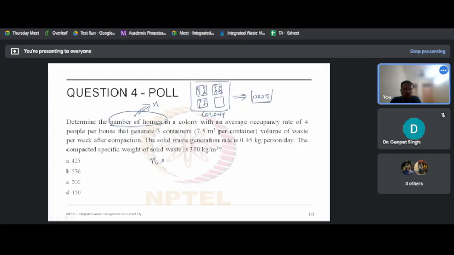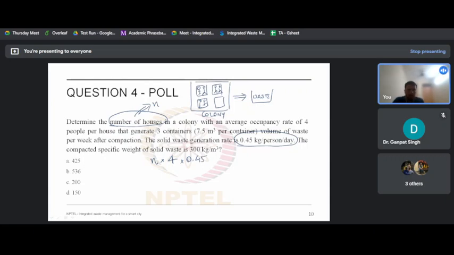Number of houses in a colony is n, with an average occupancy rate of 4 people per house. So each house has 4 people. That means 4 into n people live in the colony. Then each person will generate some waste. That is the per capita generation rate, which is given here as 0.45 kg per person per day. So 0.45.